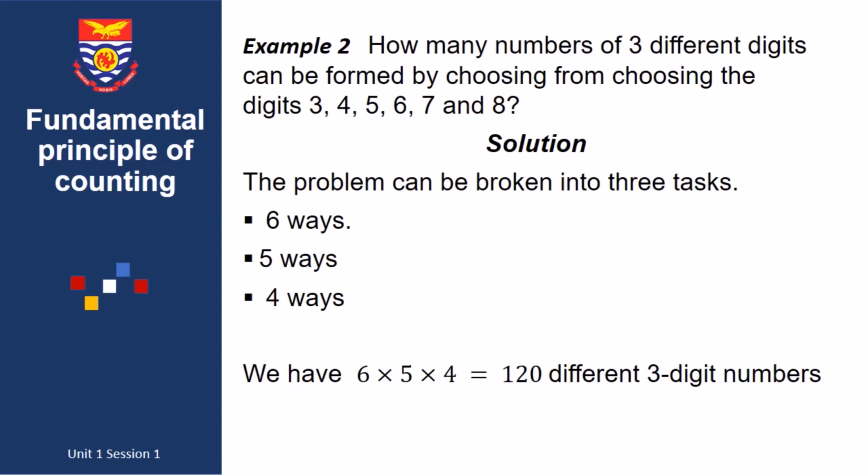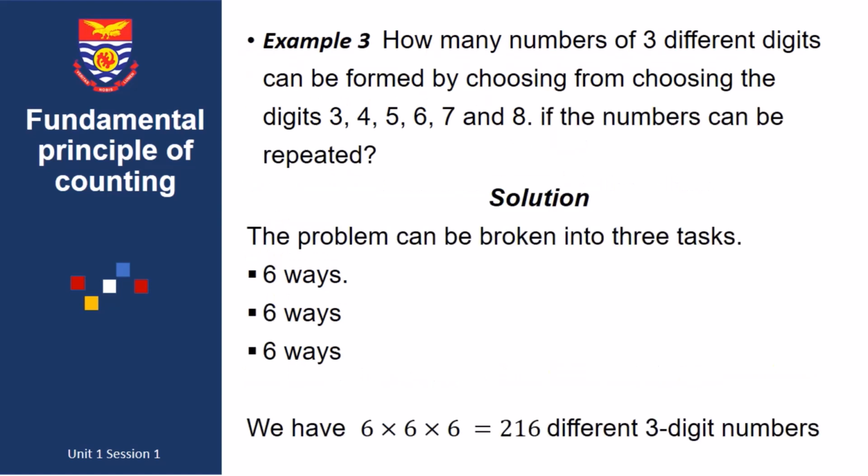Hope you got the point clear. Maybe let's move on to another example to get the concept clearer. How many numbers of 3 different digits can be formed by choosing from the digits 3, 4, 5, 6, 7, and 8? But listen to the last part of the question: if the numbers can be repeated.